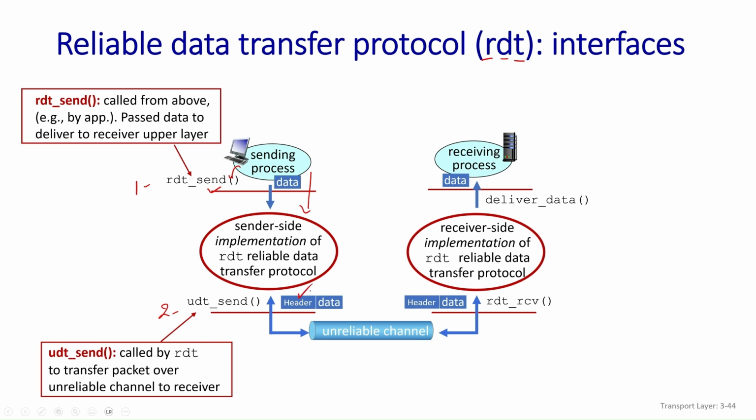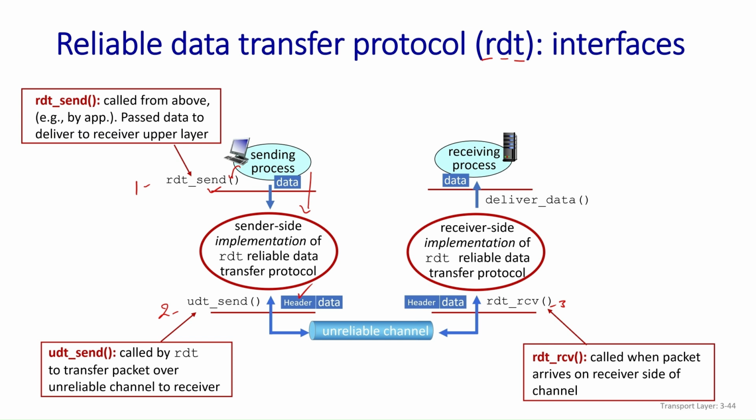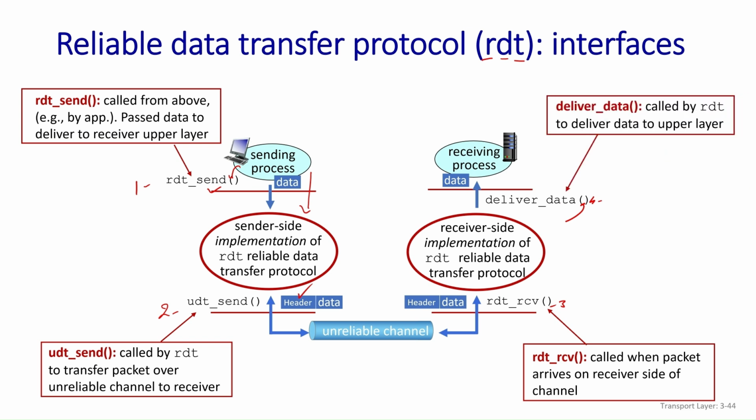And on the receiver side, I have rdt_rcv, reliable data receive. This is called when a packet arrives at the receiver. Then we extract the packet and perform some calculations, depending on the variant of reliable data transfer. Then we forward this data to the upper layer, the application layer, using deliver_data. I'll be using these four methods to explain the different variants of the reliable data transfer protocol.